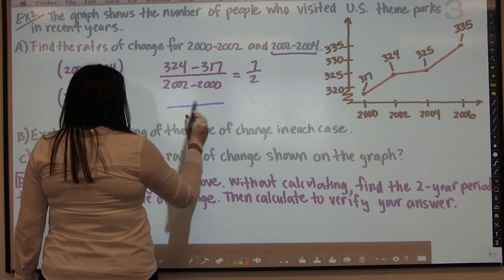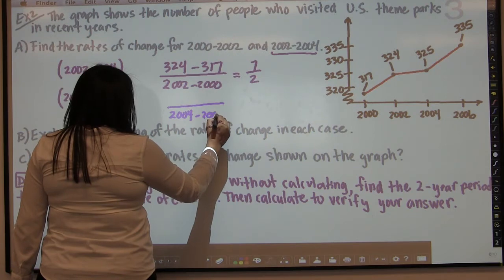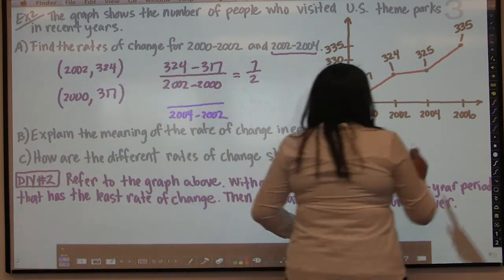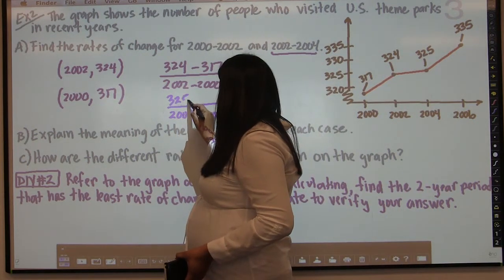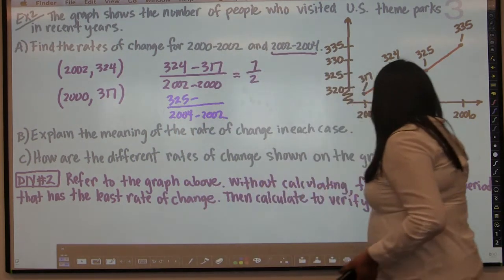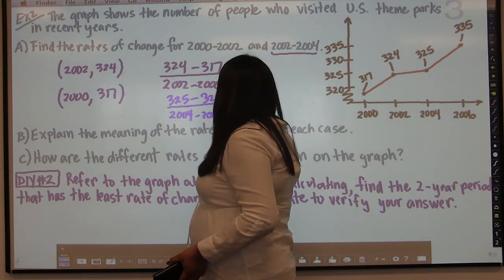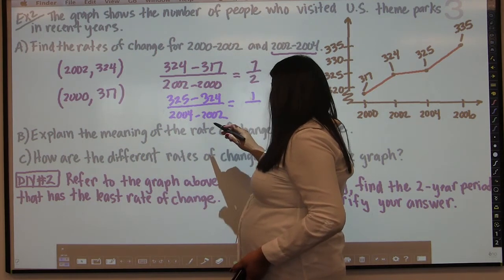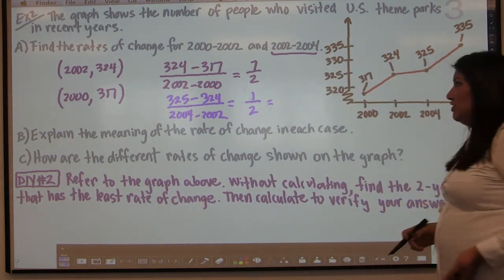So in that case, I'm going to put on the bottom for sure 2004 minus 2002. And then I'm going to find the y value for 2004, which is 325, and the y value for 2002, which is 324. So 325 minus 324 is 1, and 2004 minus 2002 is 2. So this time we get 1 million attendees for every 2 years.